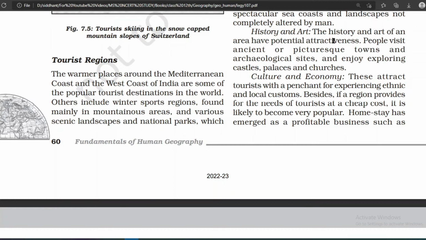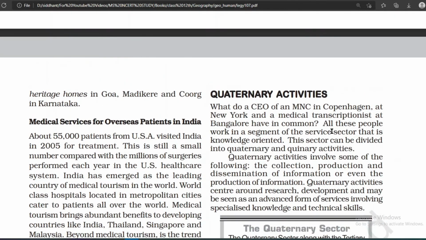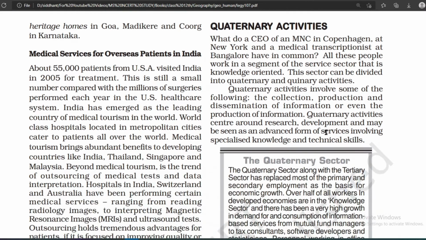popular. Homestay has emerged as a profitable business, such as Heritage Home in Goa, Medicare and Cargo in Karnataka.